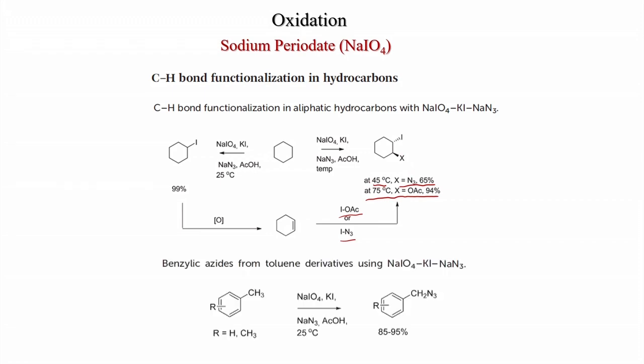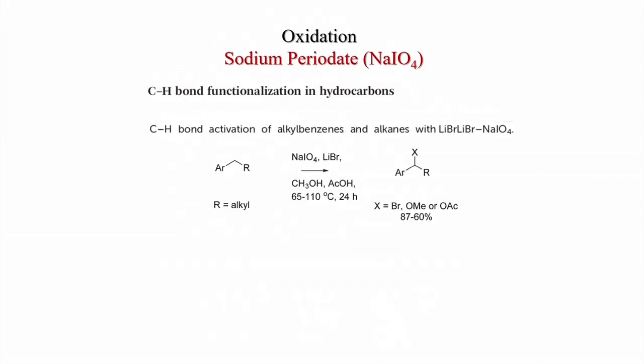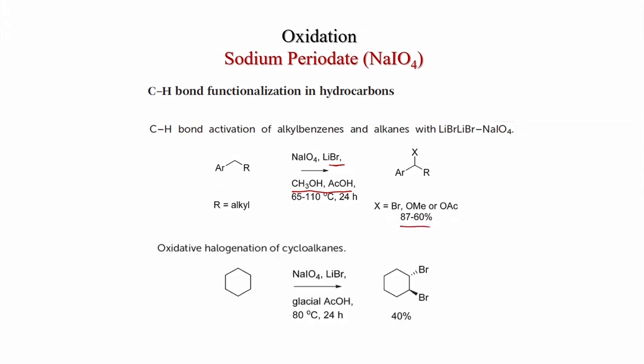Benzylic azides from toluene derivatives also possible. So if instead of cyclohexane you use toluene derivative, then with sodium periodate, potassium iodide, azide and acetic acid condition, you get CH2N3 species in 85% to 95% yield. Also, if benzylic derivatives are present and if you change the reaction condition to sodium periodate, lithium bromide, methanol, acetic acid condition, you can get a mixture of product, X is equal to Br, OMe, benzylic bromide or benzylic ether acetate is formed in 87% to 60% yield.